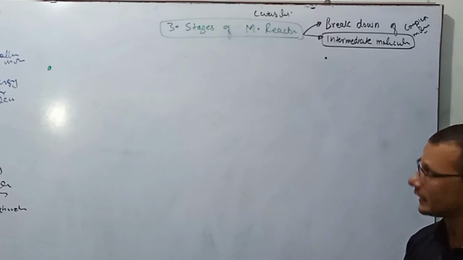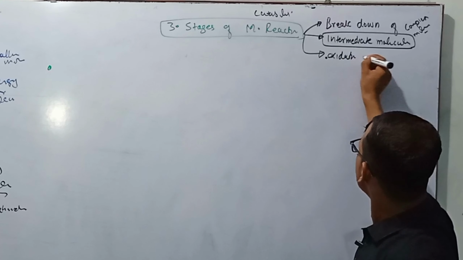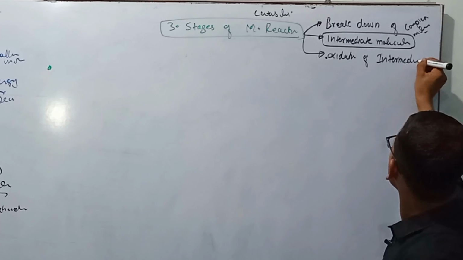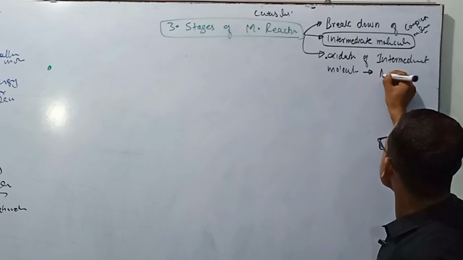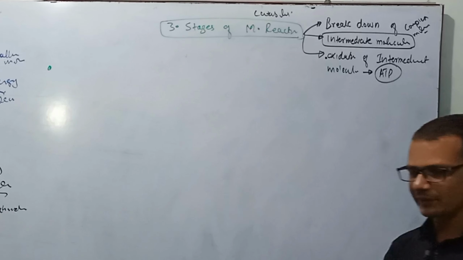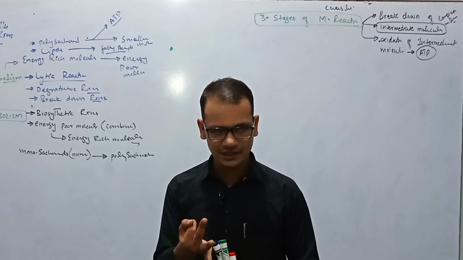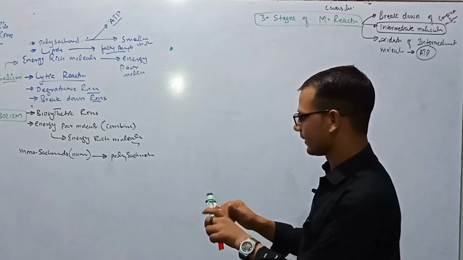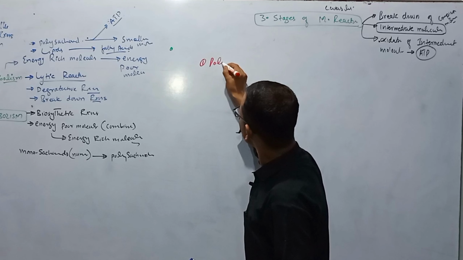Intermediate molecules, right? And the last step, the oxidation of the intermediate molecule will take place and energy will form, right? For example, we have mainly three complex molecules in our body: polysaccharides, lipids, proteins. Polysaccharides mean carbohydrates.